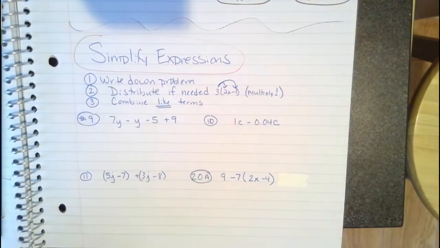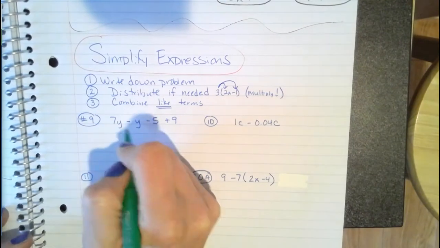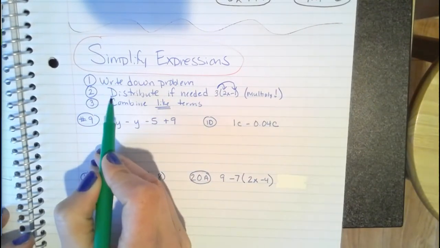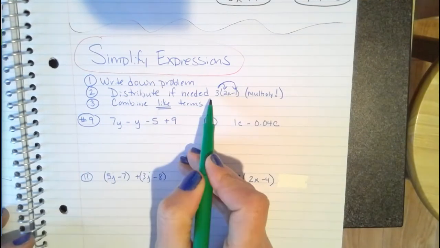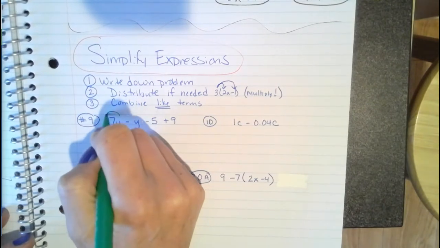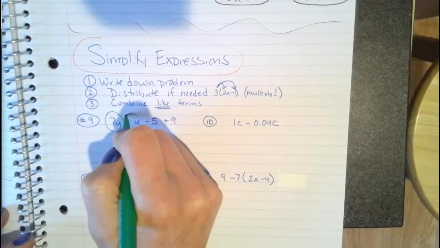So when we look down here, we've already done problem 9, and I just wanted to review it with you. We already have our like terms next to each other. So I've written down the problem. There is no distributing. I know there's no distributing because there's no parentheses. So I'm ready to combine the like terms. So this 7x and this is a negative 1x.